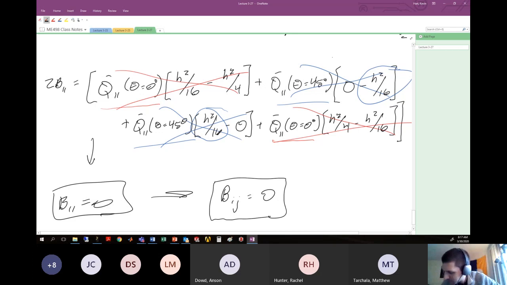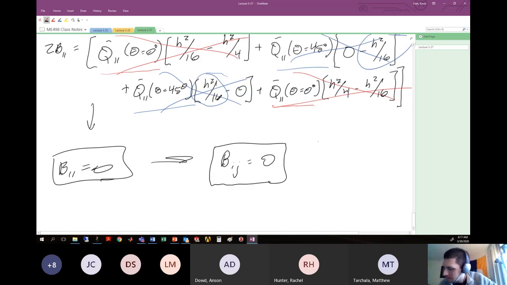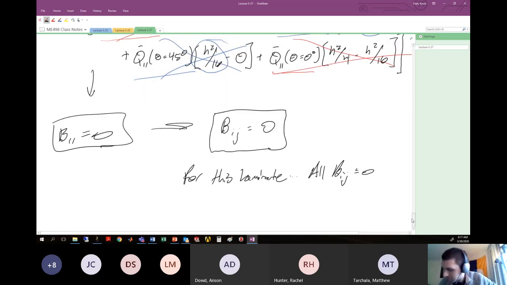So here we see B11 is 0, and we can generalize this to say Bij is 0. For this particular laminate, all Bij is 0. We'll talk about this a little bit more, but this really is a result of the symmetry of the laminate, because of symmetry about the midplane.